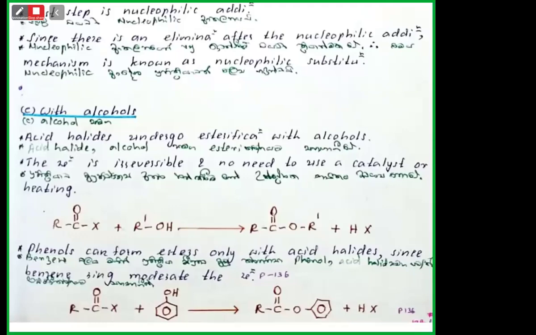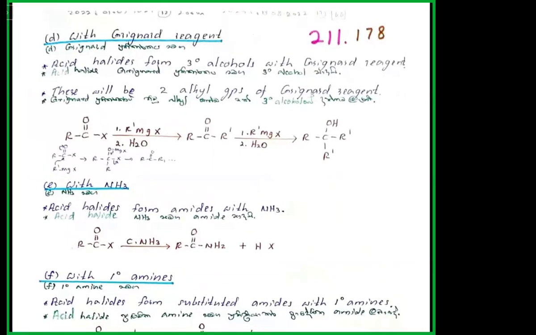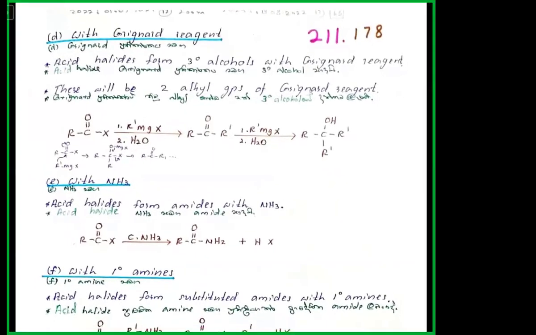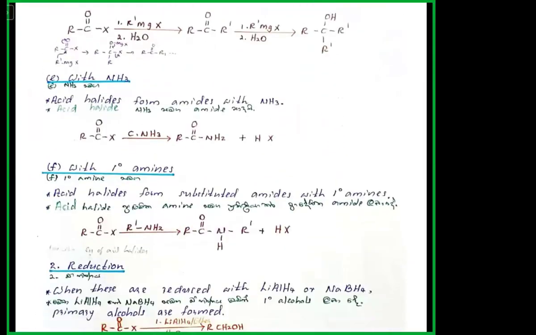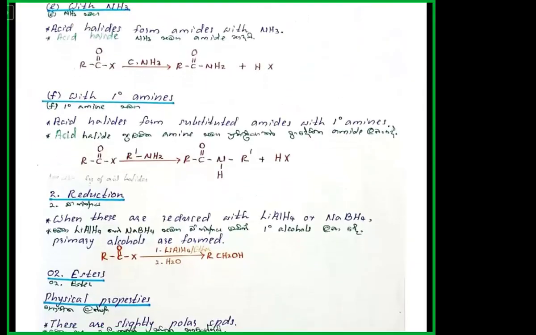These with alcohols or phenols go through esterification. For alcohols, they don't need any external support for that. With Grignard reagent, they are joining two identical R groups. With ammonia, acid halides are also making amides. And with primary amines, they can also make substituted amides.